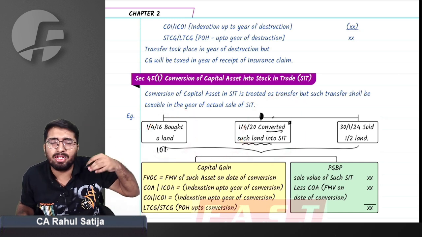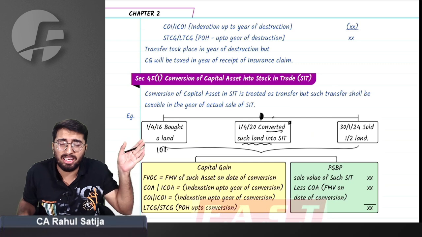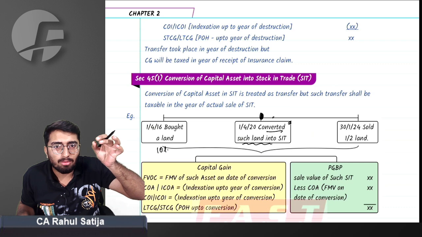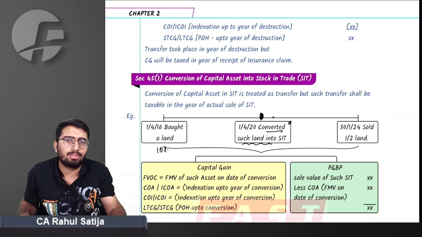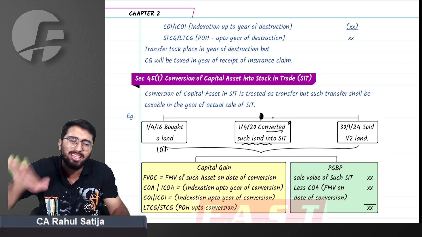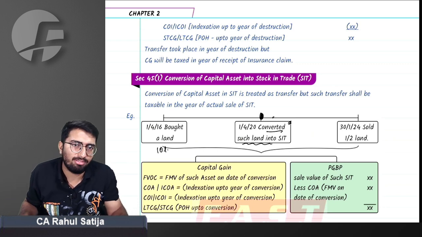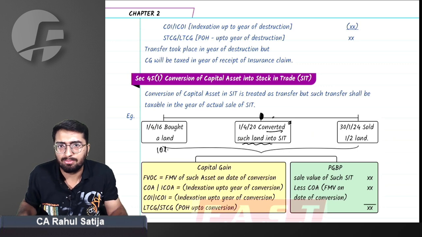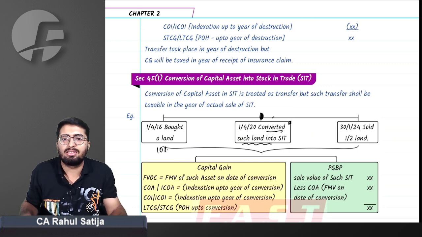Do you see any money coming to me to pay tax? I have just changed the nature of such asset. Earlier it was a capital asset, I converted it to stock in trade. But do you see any money inflow? There is no money inflow in that transfer. So is it sensible enough to charge capital gain on such transfer? Right answer, it is not sensible.